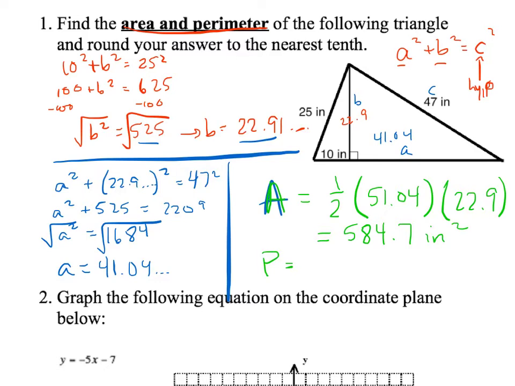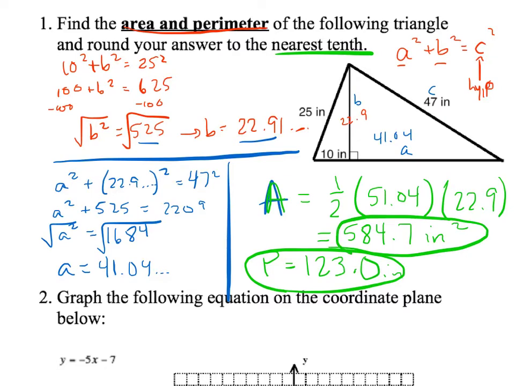And then the perimeter is going to be these three sides added together. So 25 plus 51.04 plus 47. It's going to be 123.0 if we're rounding to the nearest tenth. And these are our two answers. That's in inches, and the area is in inches squared. All right, moving on.